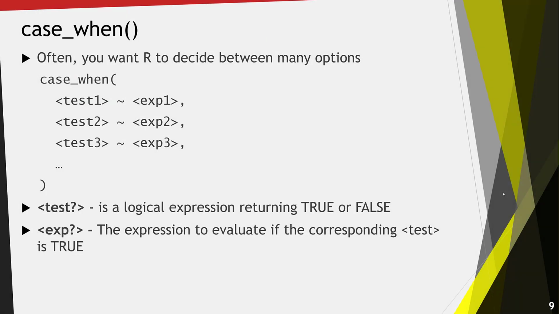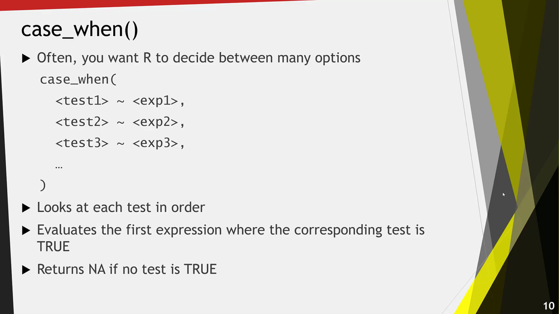The second major conditional expression is case when. This allows you to decide not between two options, but between many options. The way case when works, again, you specify the case when function, and then you're going to provide pairs of tests and expressions separated by a tilde. You can provide as many as you like, separating them with commas. The way R is going to handle this is it's going to look at each test in order, and it's going to evaluate the first expression where the corresponding test is true. After that, it won't pay attention to anything else for that observation.